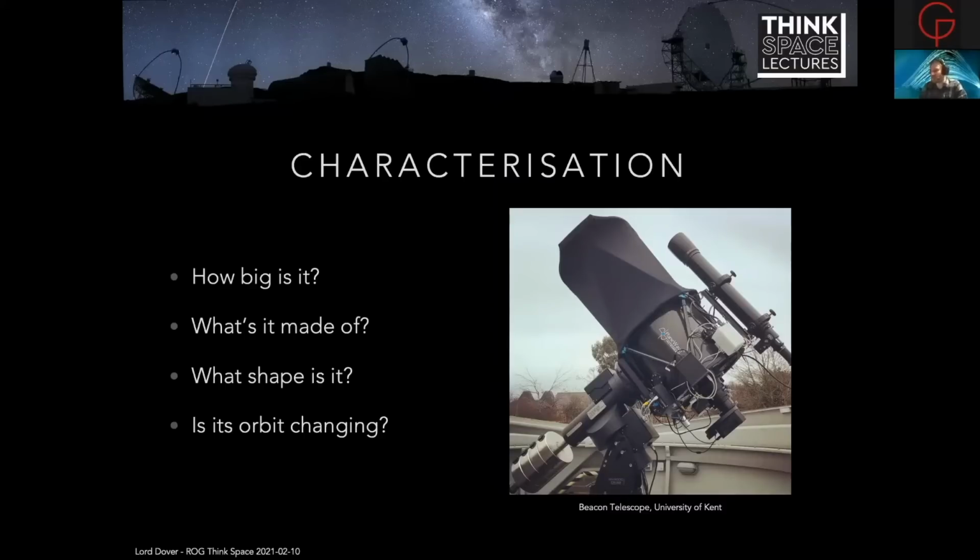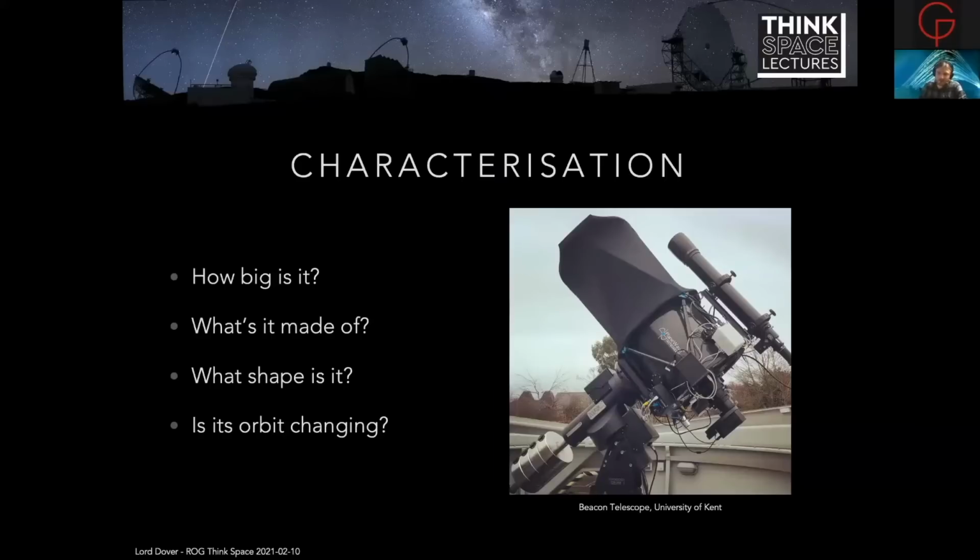Then we also want to know what shape it is. And that's important because when we come to trying to stop an asteroid hitting us, we really need to know what the asteroid looks like, and we need to have an idea of how we might target the asteroid if we wanted to perhaps blow it up, or if we wanted to visit the asteroid, how a spacecraft might try to land on it.